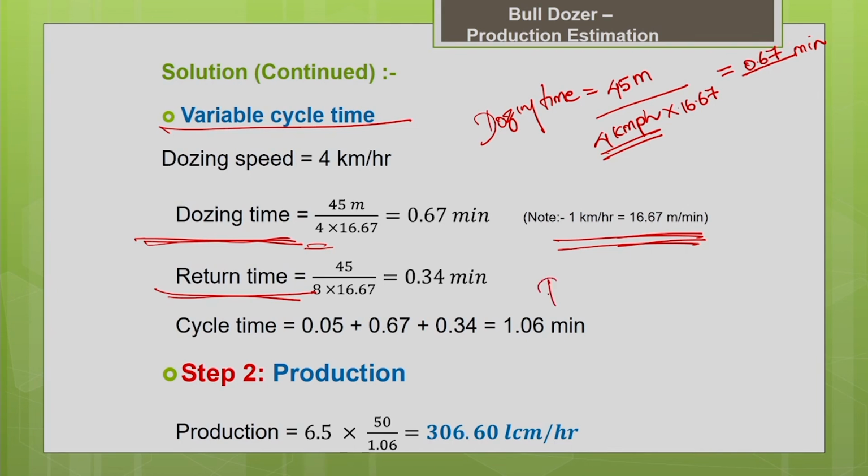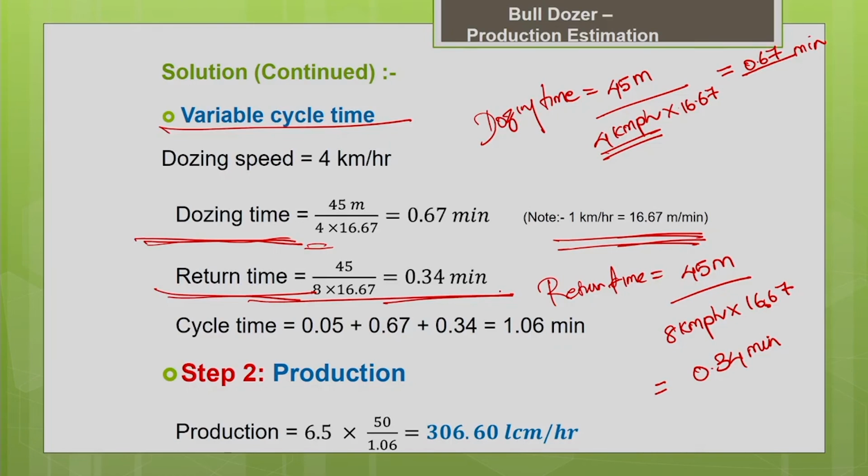Similarly, the return time. It's the same distance, 45 meter, but the speed is different. Speed is higher. Here it is 8 km per hour. So convert it into meter per minute, 16.67. So that gives you the answer as 0.34 minute. So your return time is 0.34 minute, dosing time is 0.67 minute.